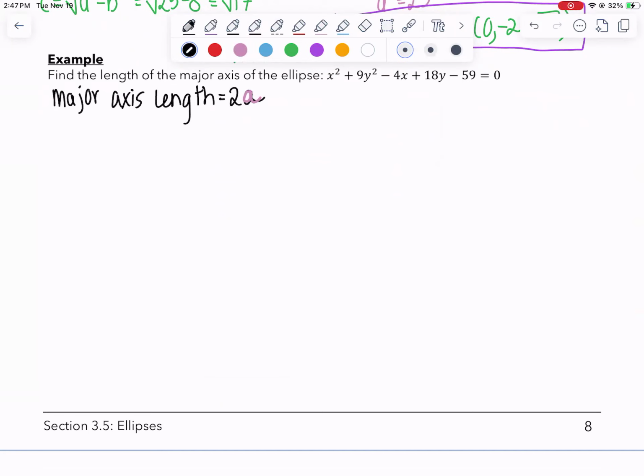Unfortunately, it does mean we're going to have to complete the square here. So I have x squared and then minus 4x. I have 9y squared and 18y. And I'm going to move the 59 to the other side. So the first one, x squared minus 4x, plus 9y squared plus 18y is equal to 59.